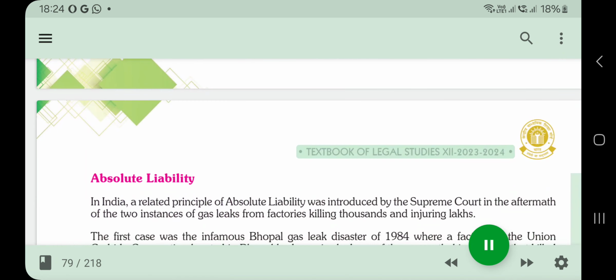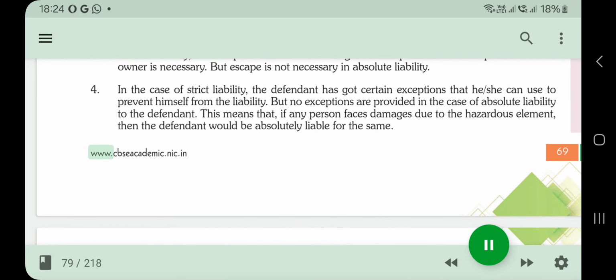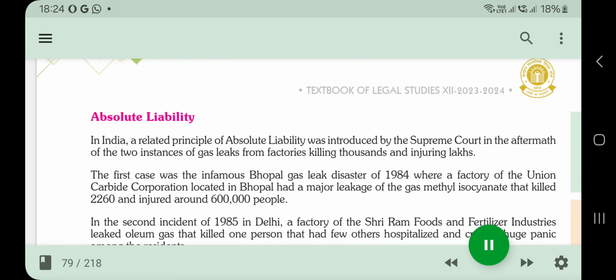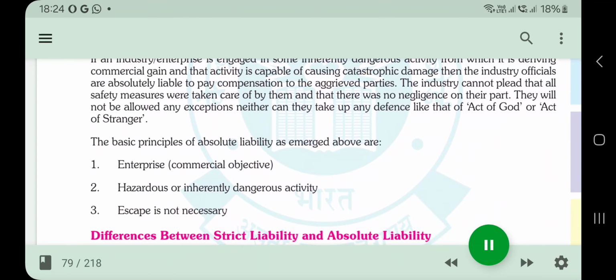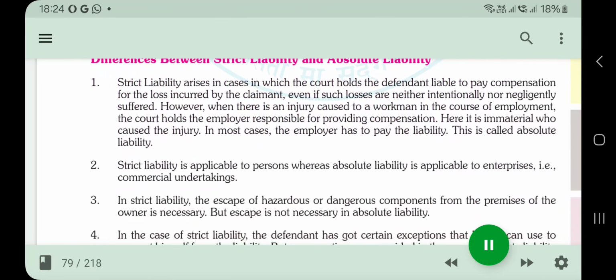Textbook of Legal Studies XII 2023-2024. www.cbseacademic.nic.in. Unit I, Unit II, Unit III, Unit IV, Unit V.